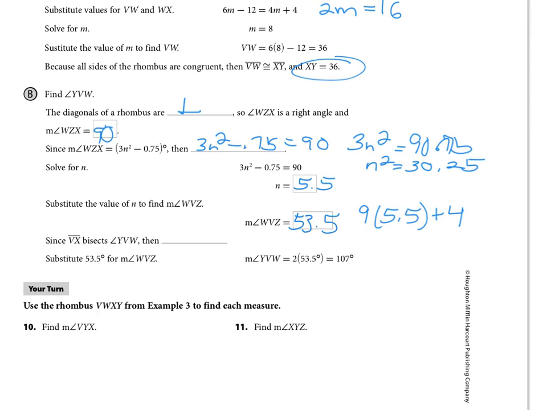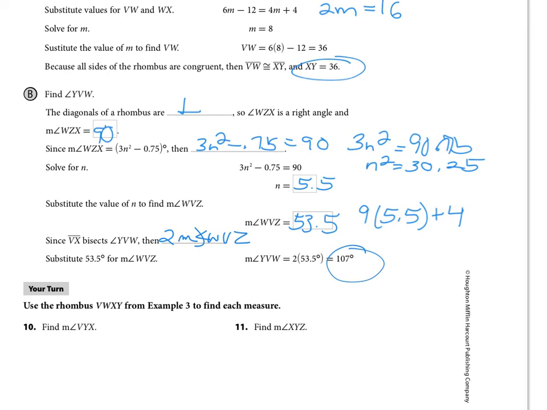Now once we know that angle, remember our goal here is to find YVW. And YVW is twice the angle that we just found, WVZ. And so if we substitute 53.5 that we know for the measure of angle WVZ, that's 2 times 53.5, and then we get our 107.